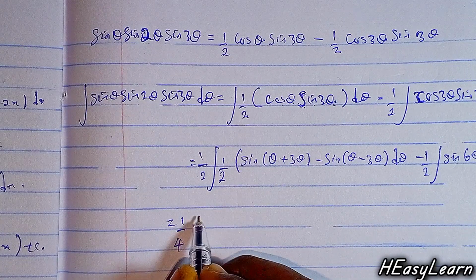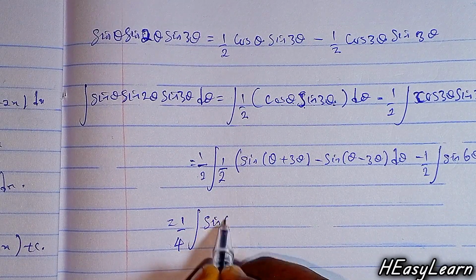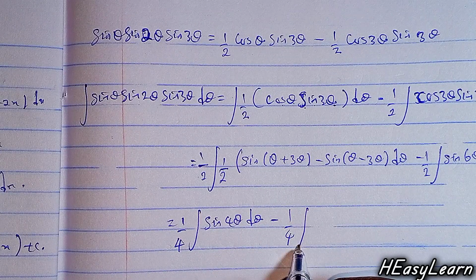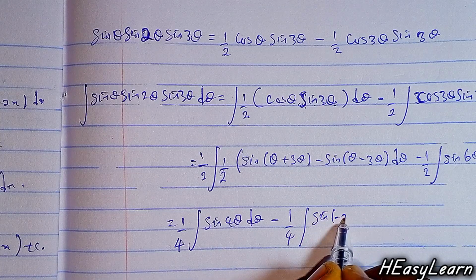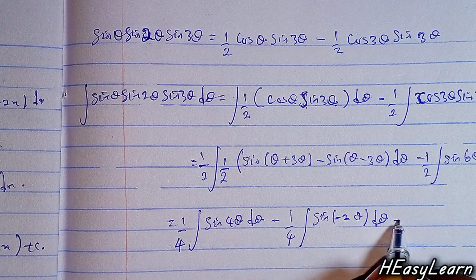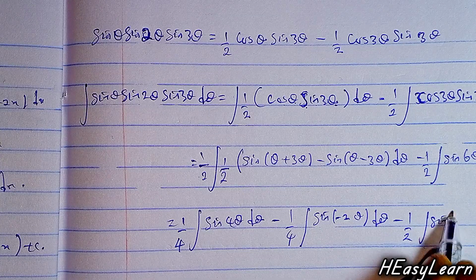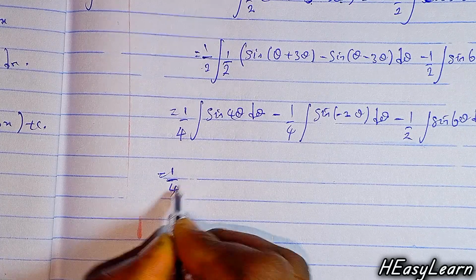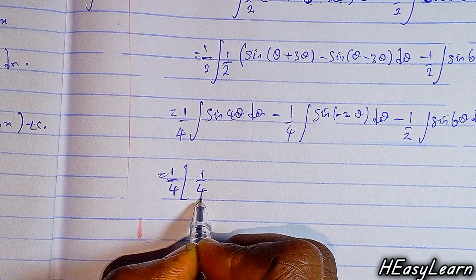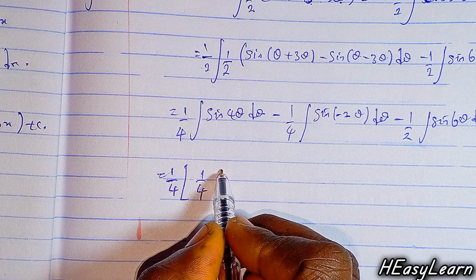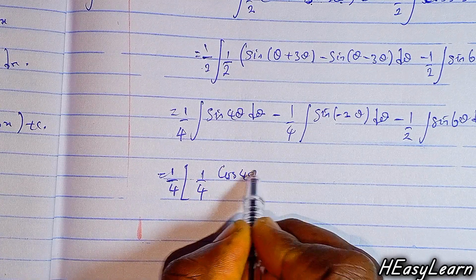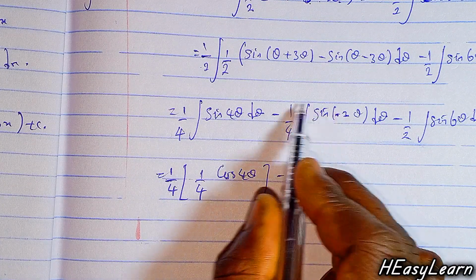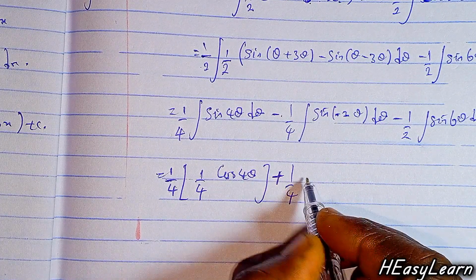This is the same thing as 1 over 4 the integral of sin 4 theta d theta, minus 1 over 4 the integral of sin(minus 2 theta) d theta, minus 1 over 2 the integral of sin 6 theta d theta. What is this integral? 1 over 4, the integral of sin 4 theta is 1 over 4, then minus cos 4 theta, then minus 1 over 4. What is the integral of the negative? It will come outside as negative because sine is an odd function.